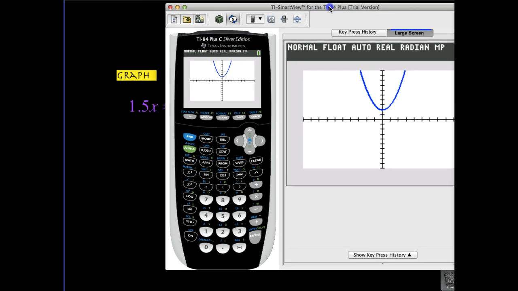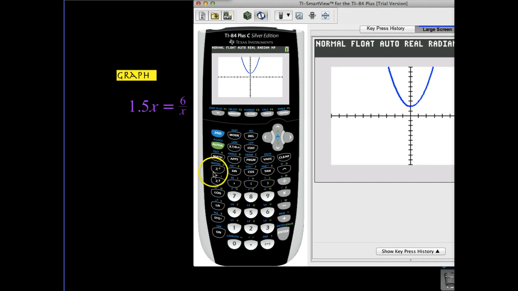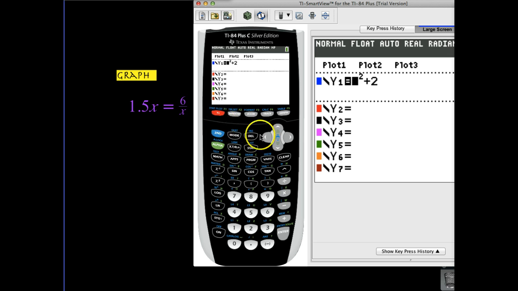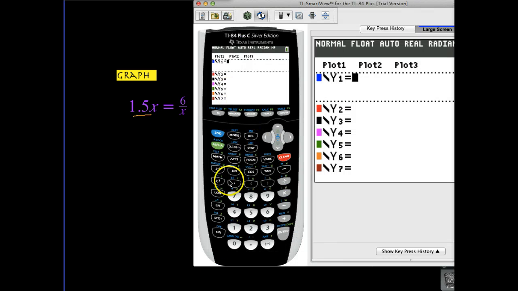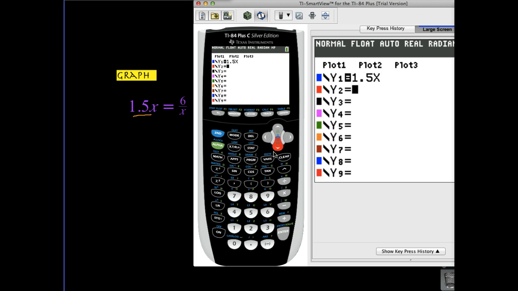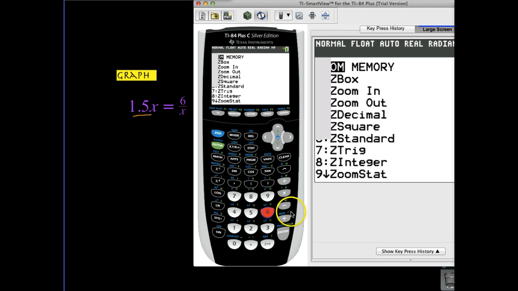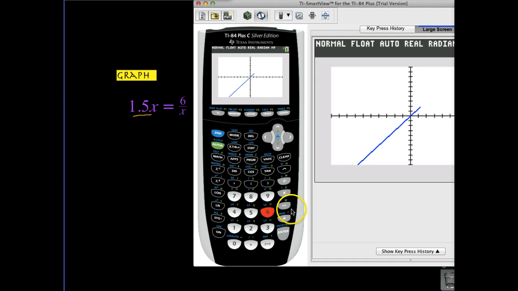What we're going to do, I'm going to move this over, is we're going to go to our y equals. First, I'm going to clear out anything that's in there. And I'm going to put this part right there into my y1, so 1.5x. And then I'm going to go down to y2 and do 6 divided by x. All right, and then I'm going to do a zoom 6, which is just a standard window, 10 by 10. And there's our first one.